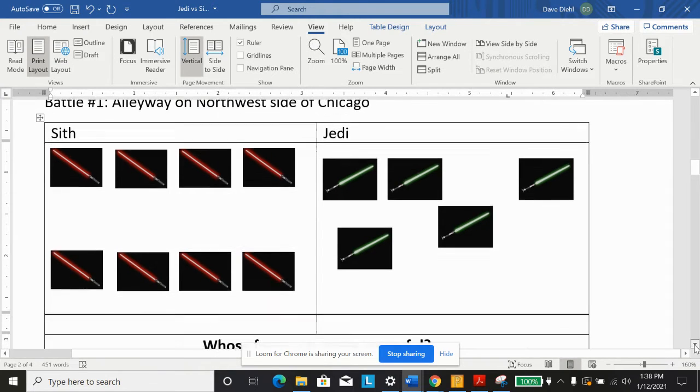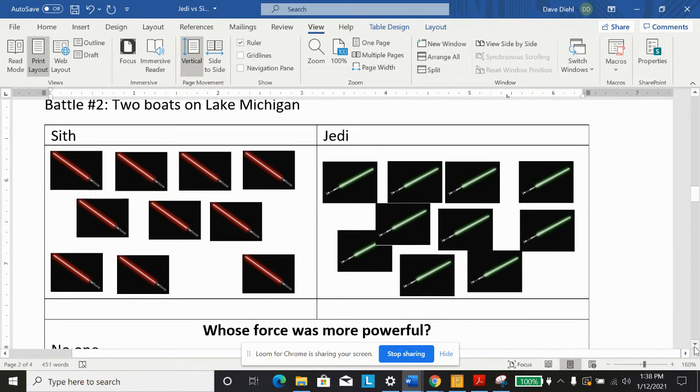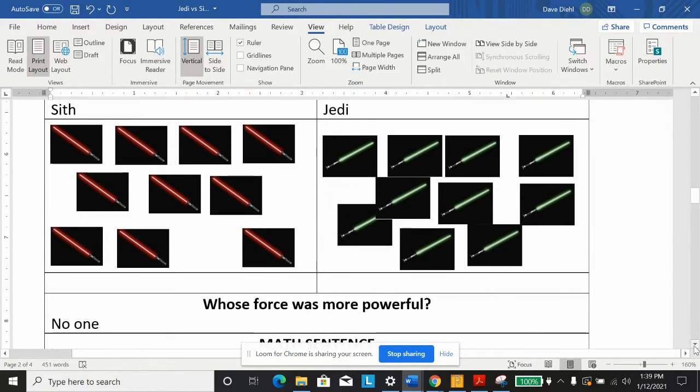Let's look at another example. This was the battle that we've had on Lake Michigan. It's a pretty epic battle. And I want you to see if you can figure out who won. Well, if you said nobody, you're right. We canceled each other out because there was 10 Sith and 10 Jedi, and each one canceled each other out. Nobody won.